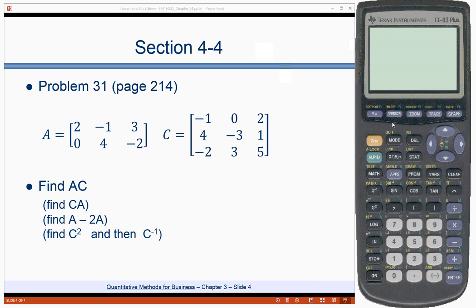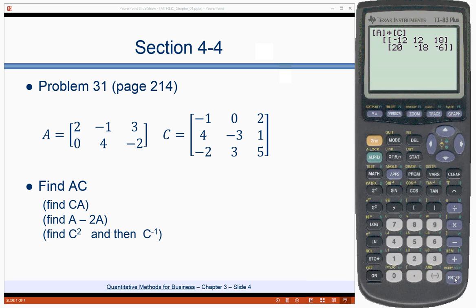How do we do that on a calculator? You can do math on matrices. You just have to pick the names from the matrix names menu. So do second matrix, pick A, times, second matrix, and scroll down and pick C.